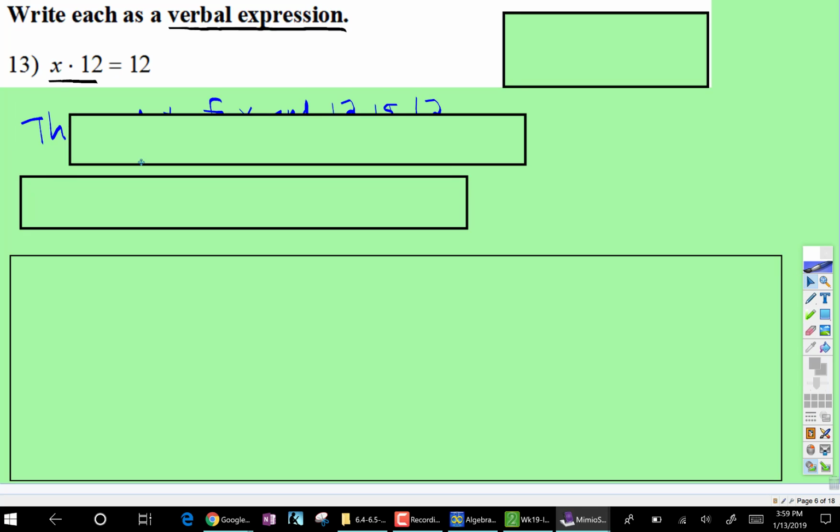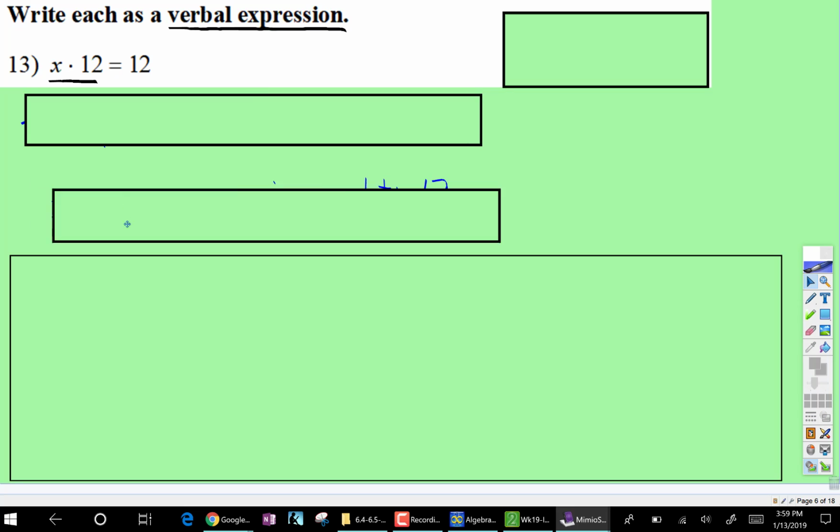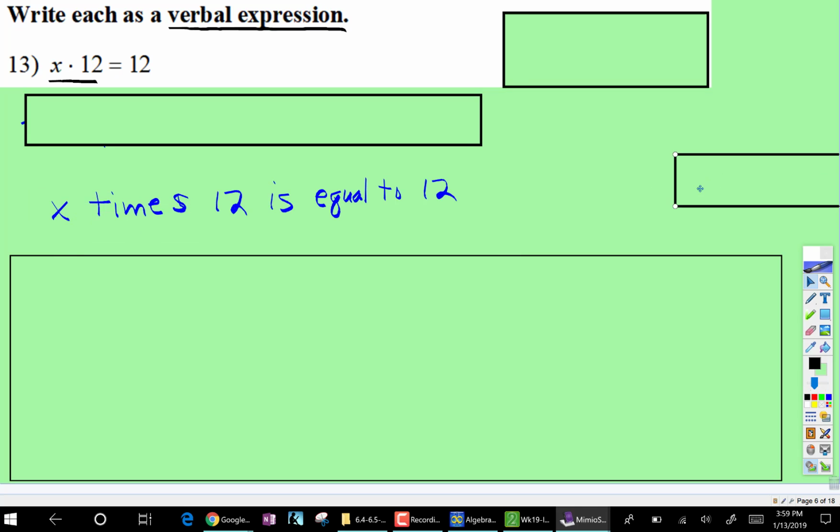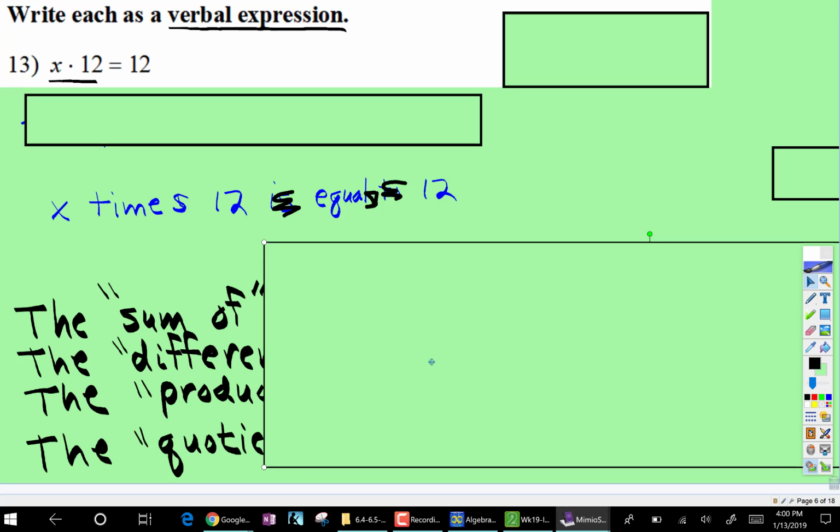So let's see what we have. X times 12 is equal to 12, or x times 12 equals 12. That's one way you could do it. But I need to show you this little trick about phrases.